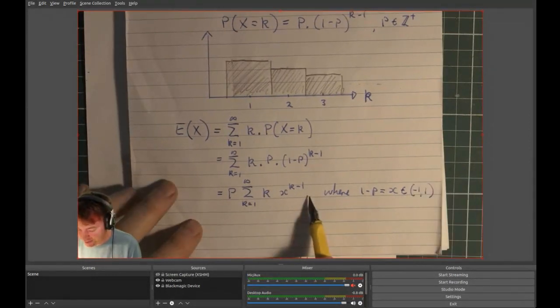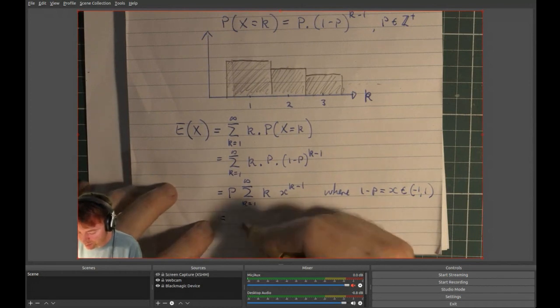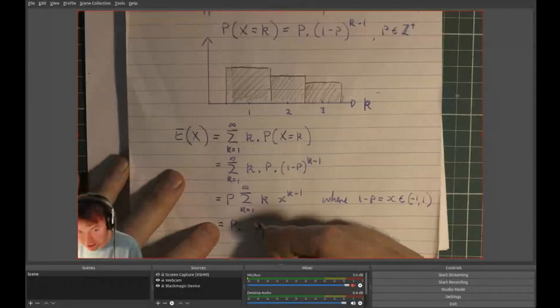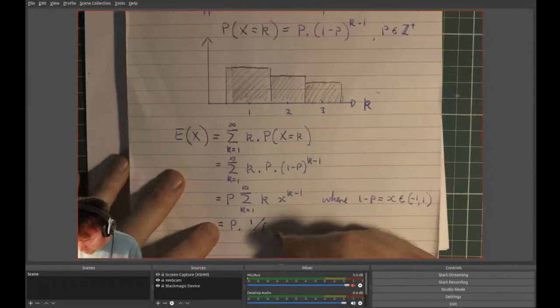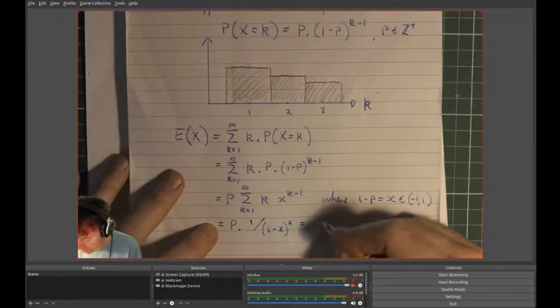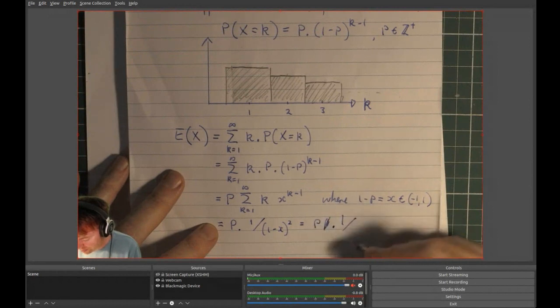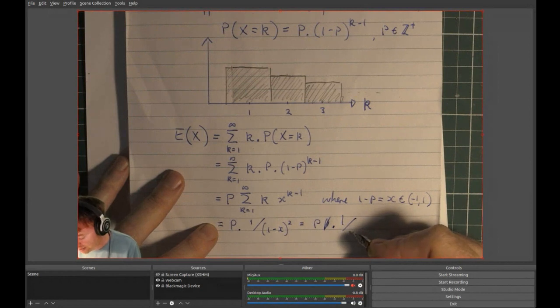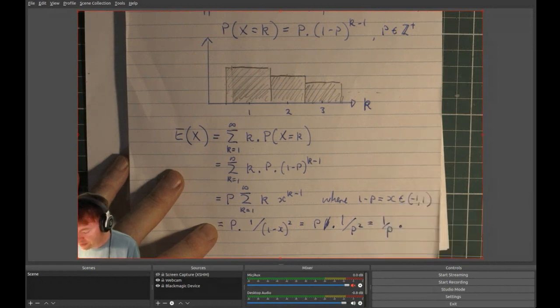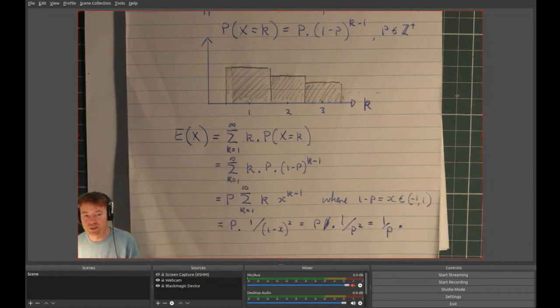Now this thing is just equal to p times, well, by what we were given previously, that's going to be 1 over (1 minus x) all squared, which is equal to p times 1 over, remember x is just 1 minus p, so that's 1 minus (1 minus p) squared, which is just going to be p squared, which gives 1 over p, which is the thing we were required to prove.